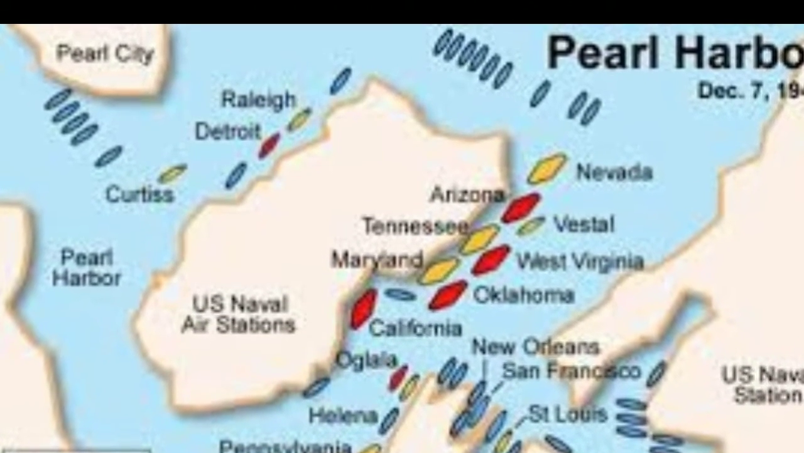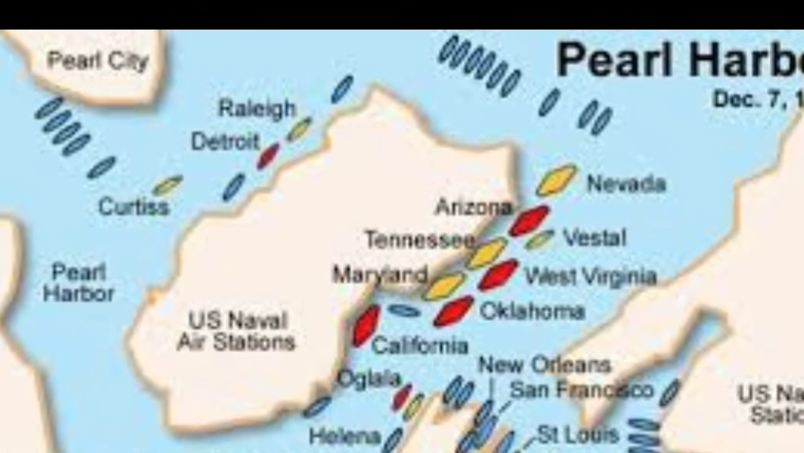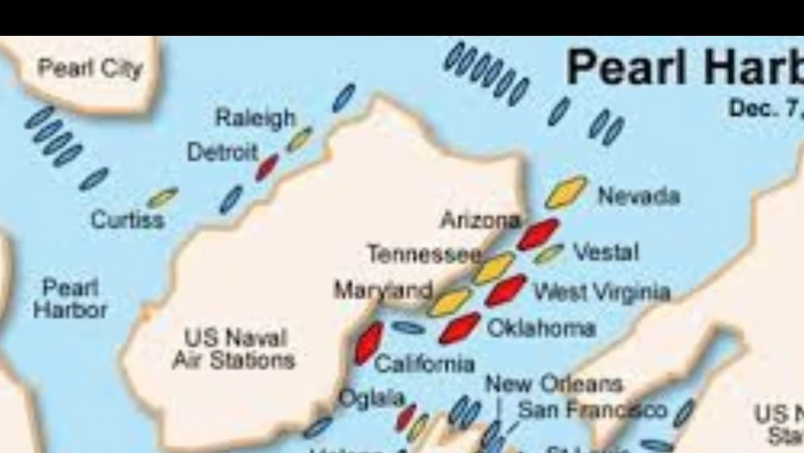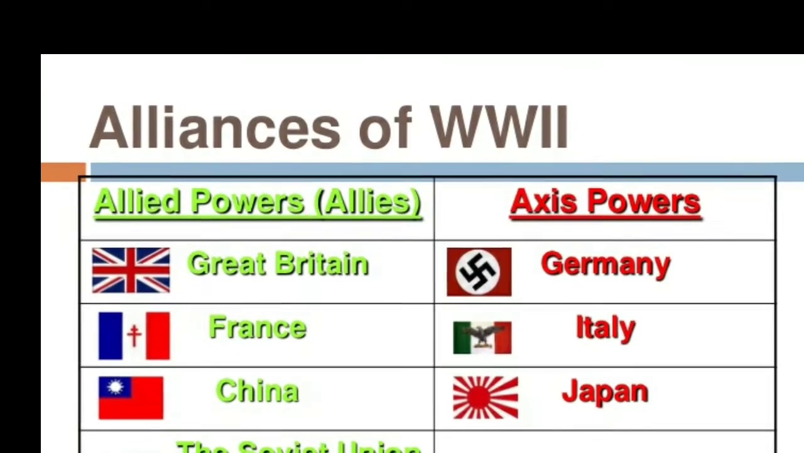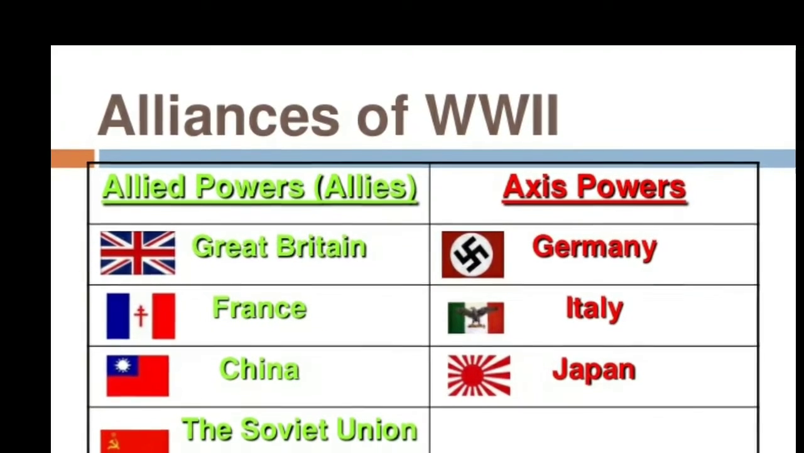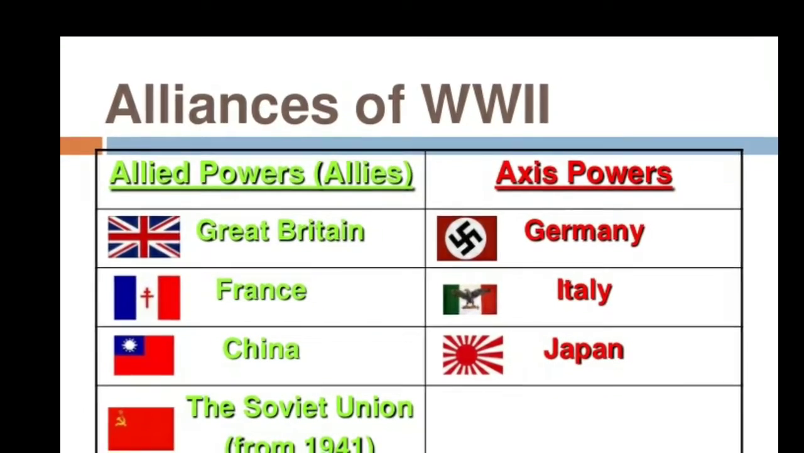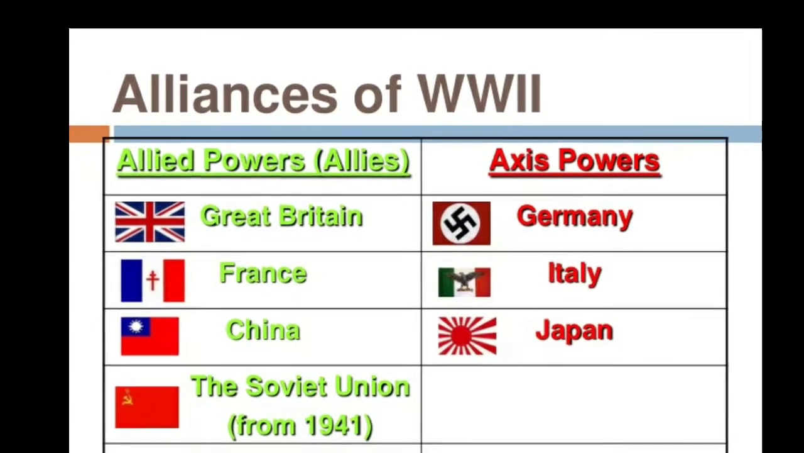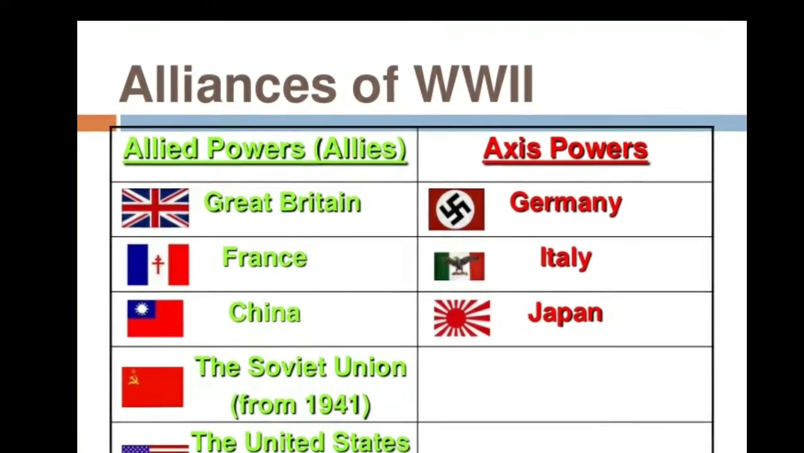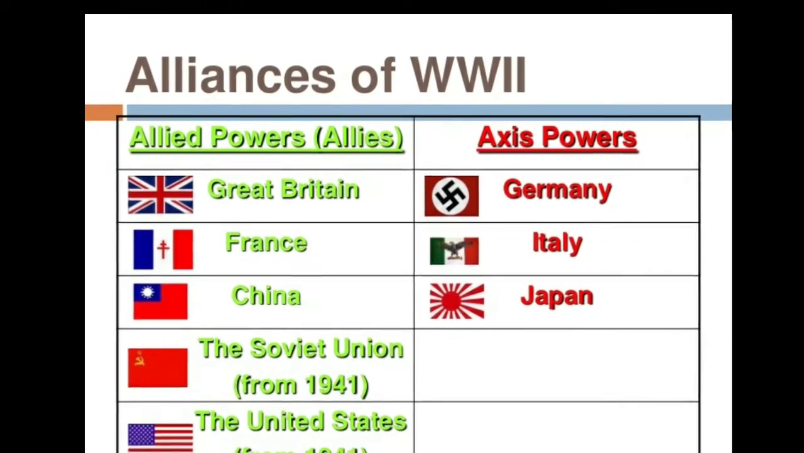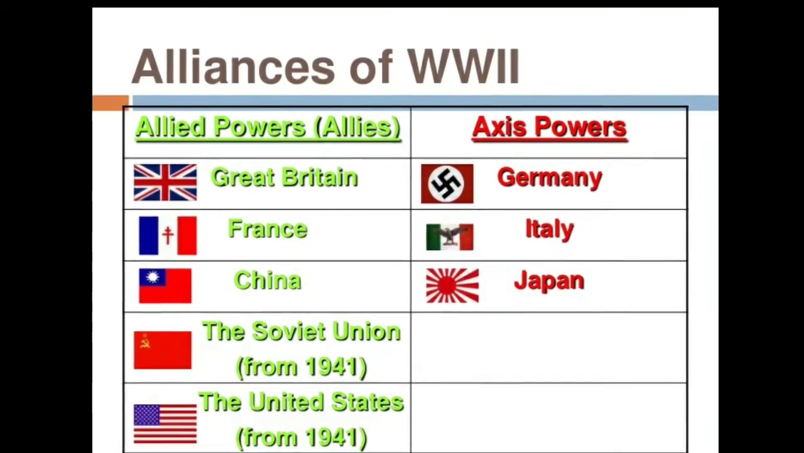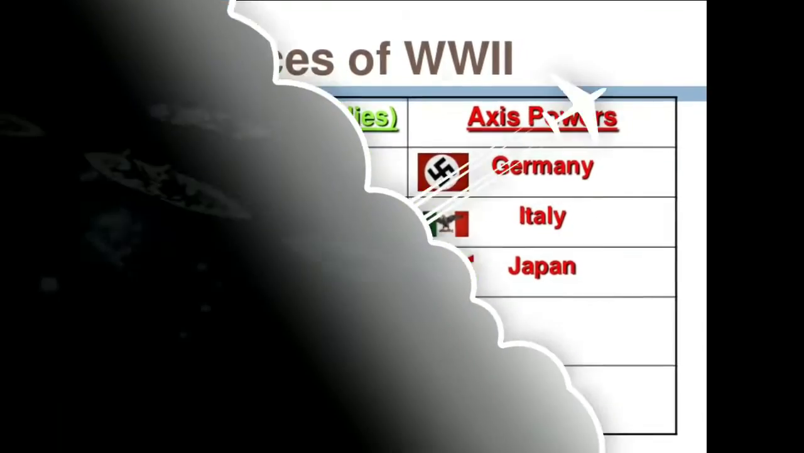The Axis powers were led by Germany, Italy and Japan. On the other side were the Allied powers led by England, the US, France and the USSR. In 1941, Japan, an ally of Germany, attacked Pearl Harbor of the USA. Hitler decided to attack the USSR in 1942. With this, the USA and USSR joined the war against Germany and Japan.